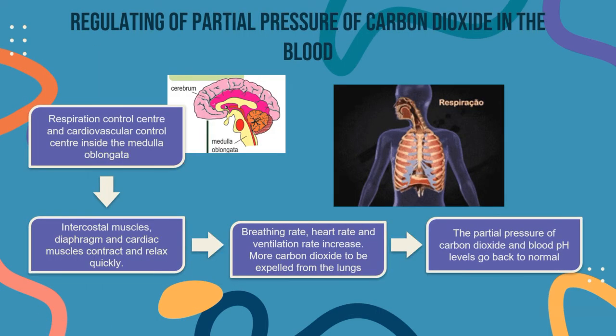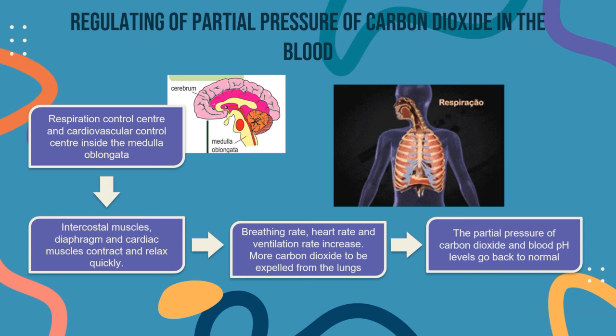All right, so I repeat, when the chemoreceptors in the carotid body and aortic body detect the changes of the pH, whereby the pH will become lower because of a lot of hydrogen ion, the chemoreceptor will trigger an impulse, and the impulse will be sent to the medulla oblongata, the respiration control center and also the cardiovascular control center inside the medulla oblongata.